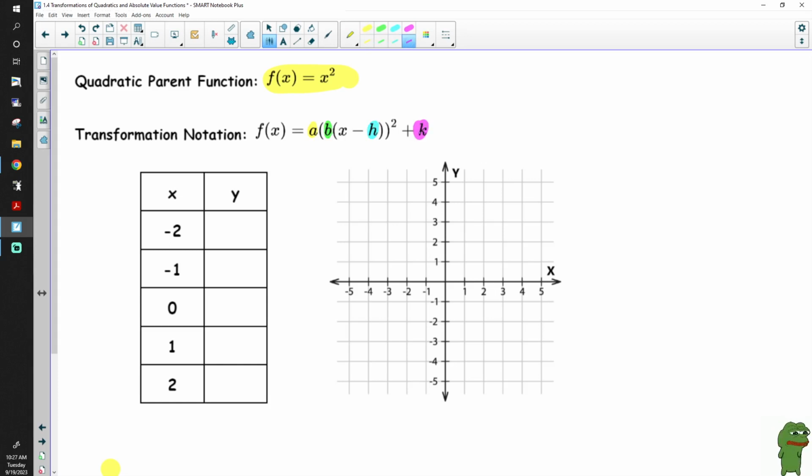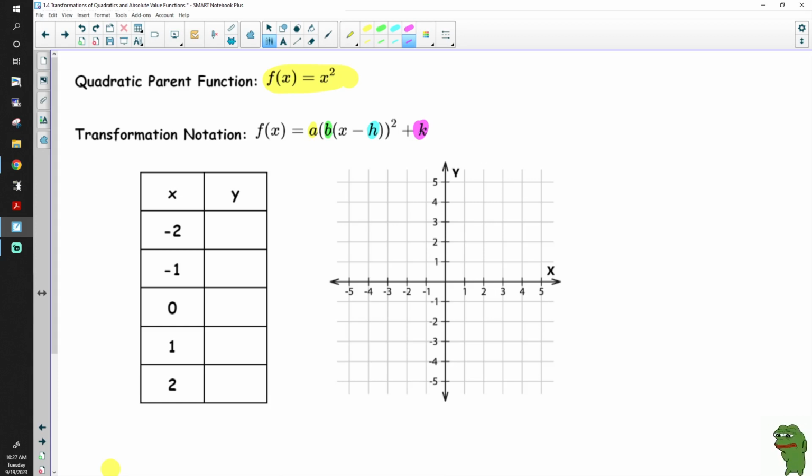I could give you any function, put it in front of you, and you could be like, oh, there's a, b, h, and k. They're always in those 4 spots. Every time. Always in order. a and k are always on the outside, and b and h are always on the inside. a and k, you always keep the same. b and h, you always flip their operations.